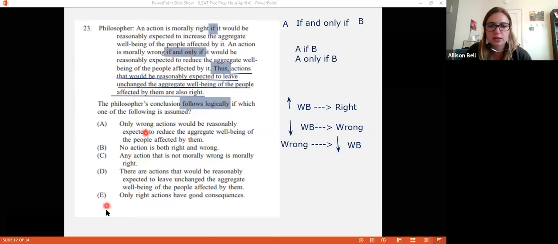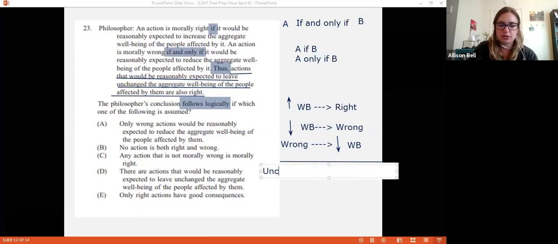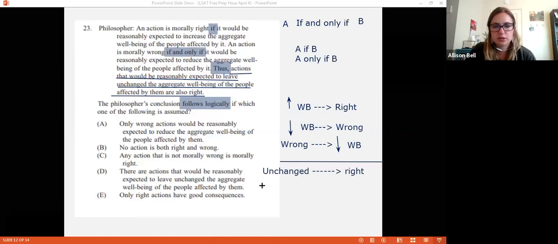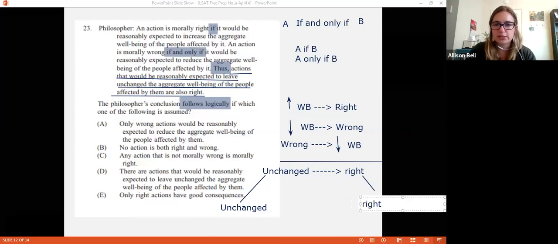So let's check that conclusion out. It says if it leaves the well-being unchanged, then it is right. So I'm going to map that as if the well-being is unchanged, then the action is right. And just like on the last question, I'm going to split this up and see how far I can get using my premises to try to prove it. So unchanged, how do I get from there to showing that it's right?